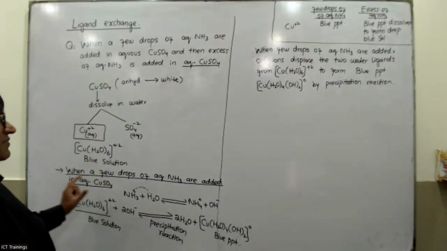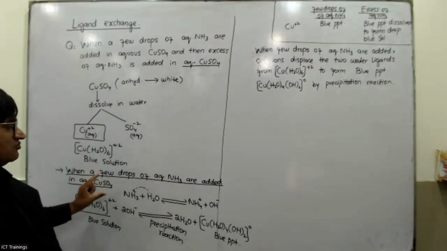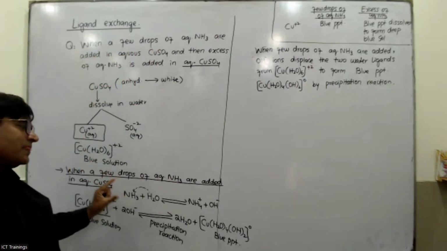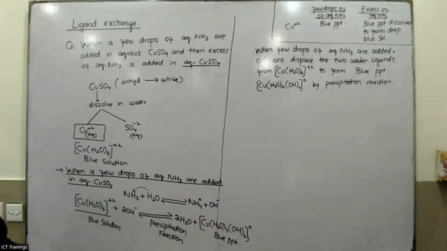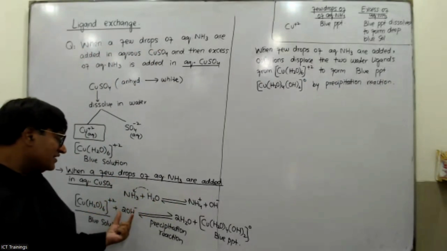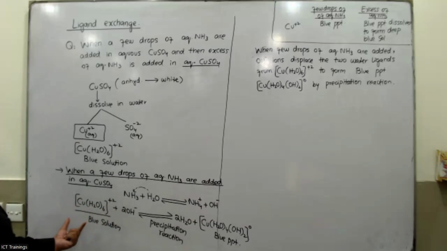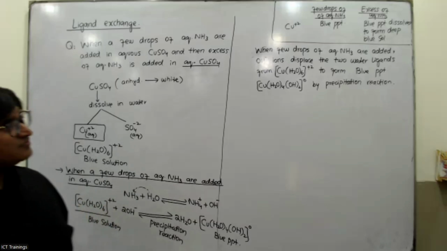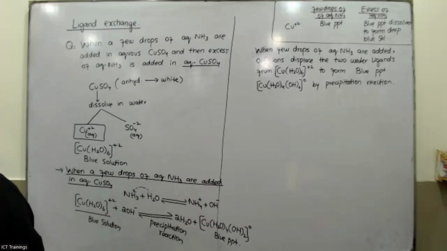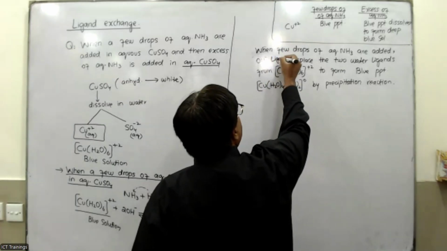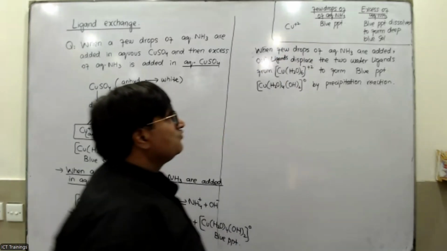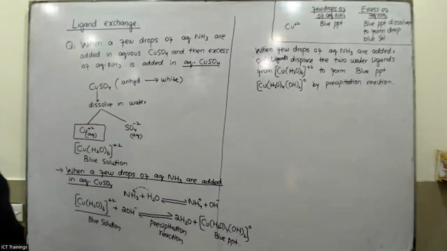So this is the first point, my dear, when you add few drops of aqueous ammonia. Few drops of aqueous ammonia mean that the concentration of ammonia is less, but the OH minus ion concentration is greater. So they displace the two water molecules from the blue solution. Sir, instead of added OH ions displace, you can write OH ligands. Yes, write OH ligands, that is better. Absolutely right. OH minus ligands displace the two water ligands from this one to form blue precipitate by precipitation reaction. Yeah, that is better.